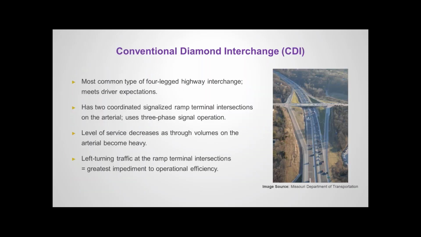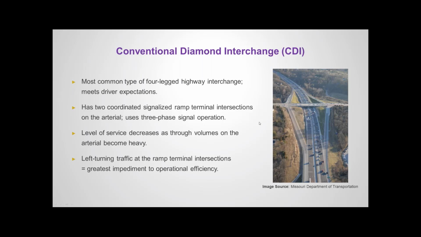So this is the most common type of interchange design on freeways, the conventional diamond interchange. Of course, it has two signalized intersections, one for each ramp terminal, that are coordinated. It's the most common type of interchange, and it works pretty well under low to moderate traffic volumes. However, as traffic volumes do become heavy, the level of service just does tend to decrease, and the left turning traffic at the ramp terminals tends to become the greatest impediment to operational efficiency.